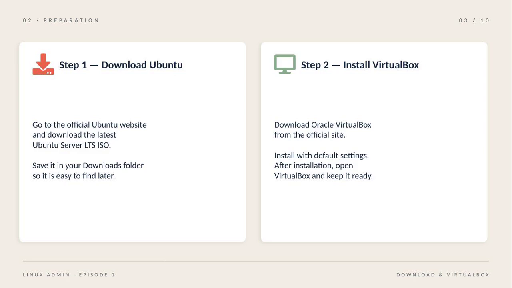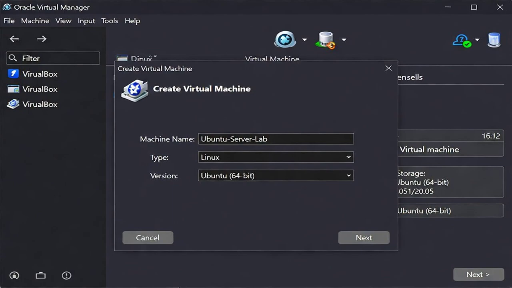Next, we need software that lets us run another operating system inside our computer. We'll use Oracle VirtualBox. Download and install VirtualBox using the default settings. After installation, open VirtualBox. Click New. For the machine name, enter Ubuntu-Server-Lab. Select Type, Linux, version, Ubuntu 64-bit.